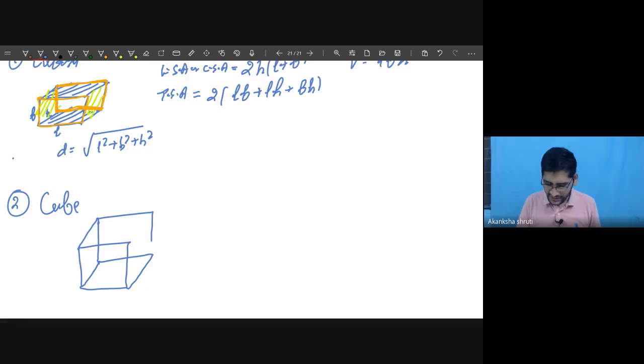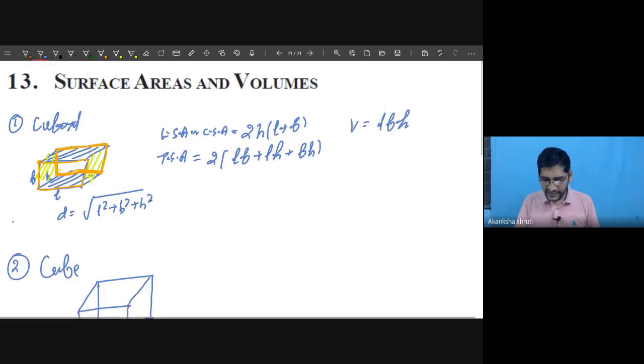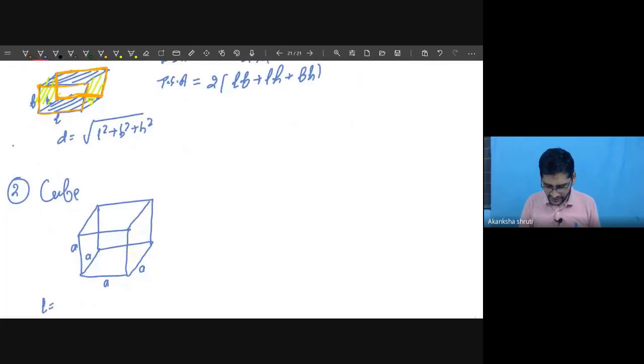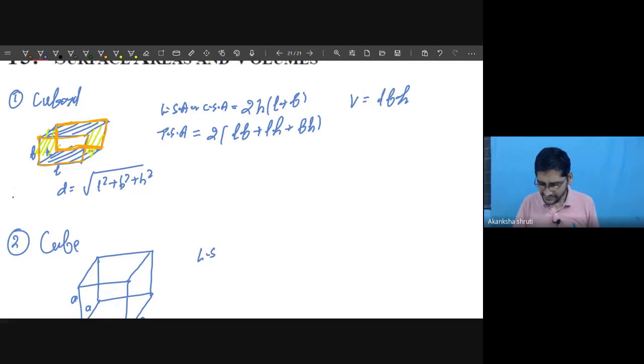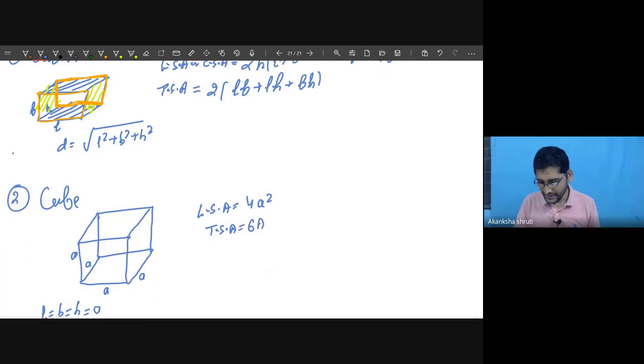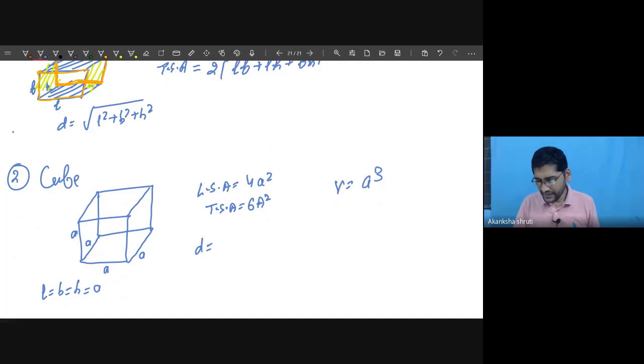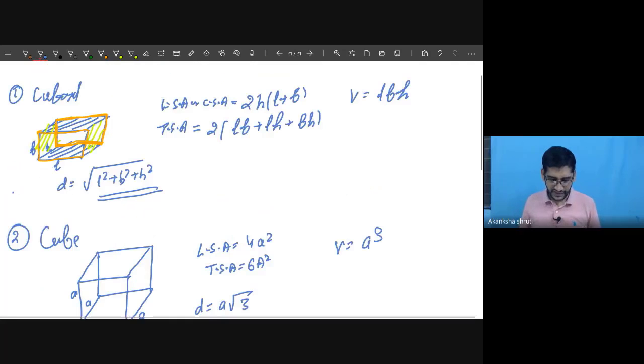So when all the side lengths become equal, all the side lengths can be denoted by A. Substituting L equals B equals H equals A, the LSA is obtained as 4A square, the TSA is 6A square, and the volume V is A cube. The diagonal D is A root 3, because substituting in this we can get the length of the diagonal.